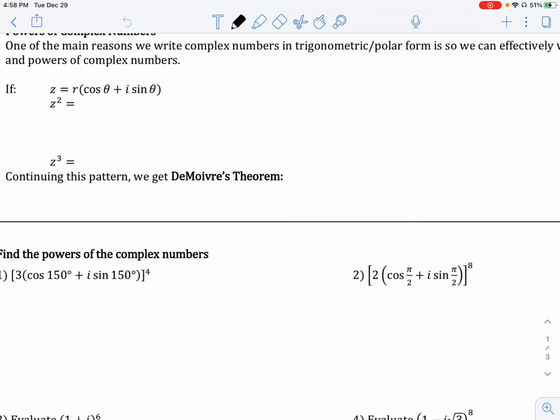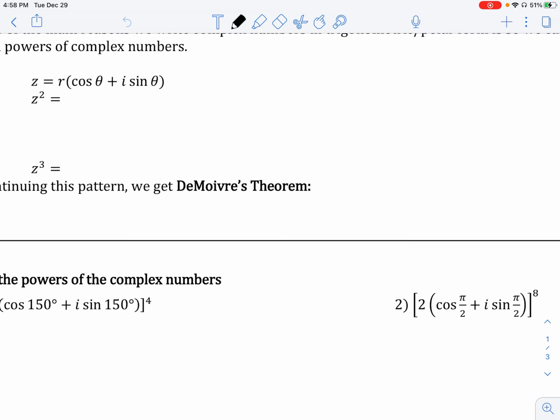And if we were to multiply a complex number by another complex number, for example, z squared would be equivalent to saying r cosine theta plus i sine theta times practically itself, right? R cosine theta plus i sine theta. And in the previous lesson, we looked at multiplying complex numbers in polar form. All that means is we're just going to multiply our moduli. So this would be r times r, or r squared.